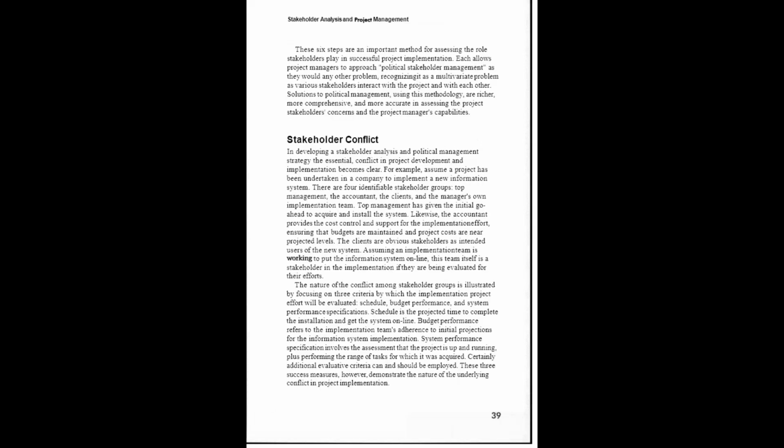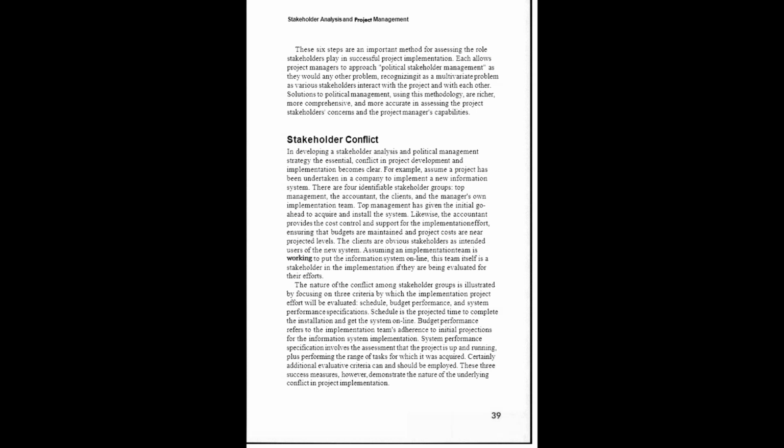The 6 steps are an important method for assessing the role stakeholders play in successful project implementation. Each allows project managers to approach political stakeholder management as they would any other problem, recognizing it as a multivariate problem as various stakeholders interact with the project and with each other. Solutions to political management using this methodology are richer, more comprehensive, and more accurate in assessing the project stakeholders' concerns and the project manager's capabilities.